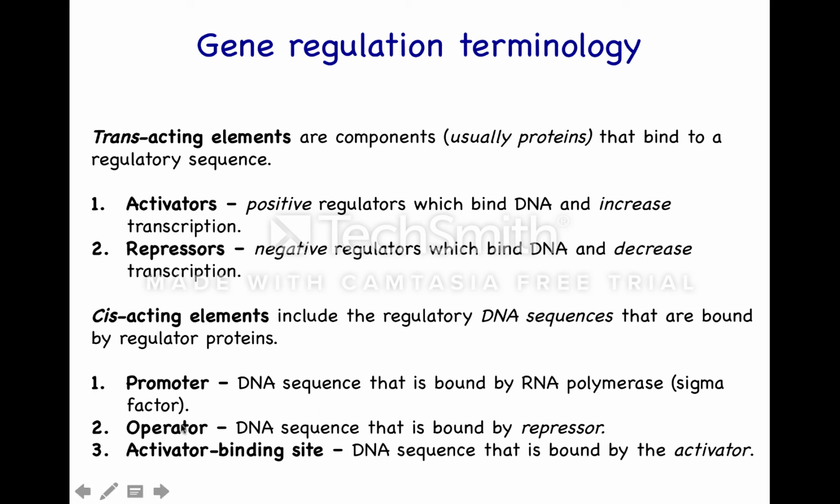There are other types of cis-acting elements or DNA sequences, including the operator. This one will be important for the lac operon. This is a particular DNA sequence that is bound by a trans-acting element called a repressor. And we'll look more into that when we talk about the lac operon. There are also sites that can be bound by activators. And so in the case of the lac operon, in addition to a promoter and an operator, we'll also look at an activator binding site. And this is going to be the site at which one of the activators binds.